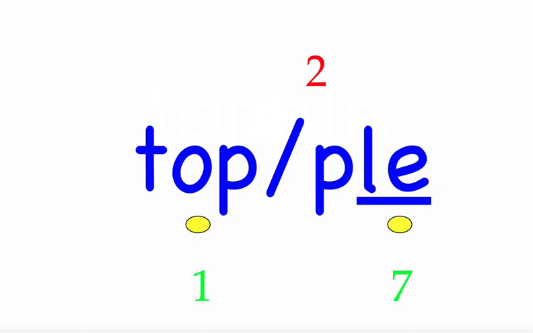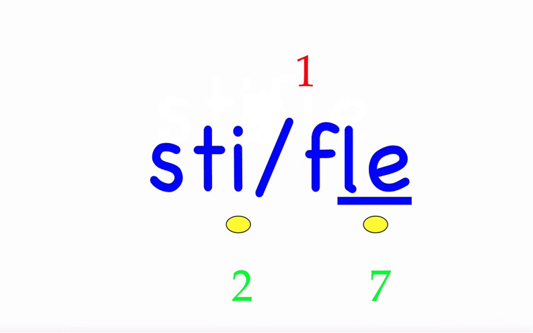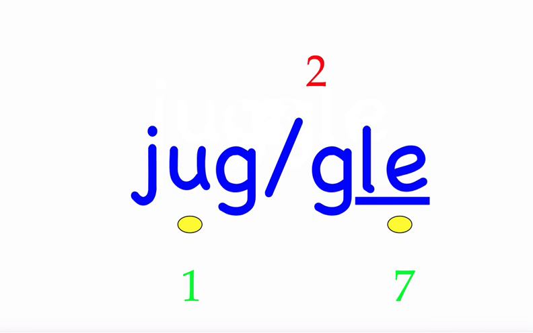Stifle. He tried to stifle a yawn. Stifle. Sty, three sounds. S, t, i. Full, two sounds. F, ul. Stifle. Juggle. I can juggle two activities. Juggle. Jug, three sounds. J, u, g. Gull, two sounds. G, ul. Juggle. Bugle. Play the bugle. Bugle. Bew, two sounds. B, u. Gull, two sounds. G, ul. Bugle.